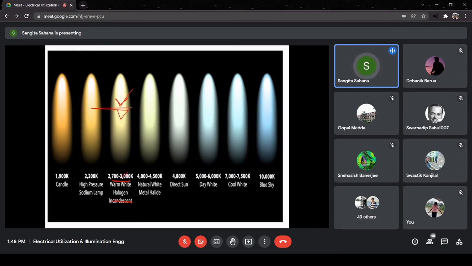So seeing 36 watt, I can understand what the input power is. Similarly, if you see this, 2700K is written on the lamp, so you know that the color will be yellowish white.